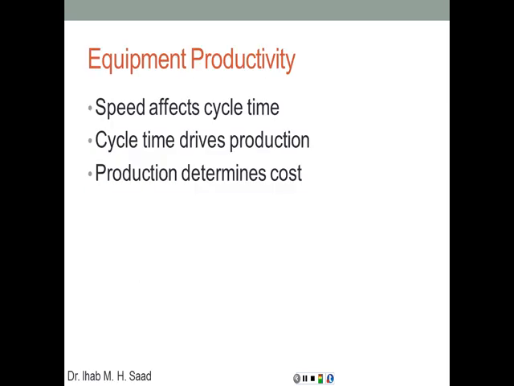So the equipment productivity is affected by several things. Speed affects the cycle time, the speed of each cycle. The cycle time affects the production, because again the production is determined by the number of cycles per hour times the production per cycle, and the number of cycles per hour is determined by the length of the cycle time. And production determines cost. So primarily we can say that the speed of performing the operation for each cycle affects the project cost for that piece of equipment.